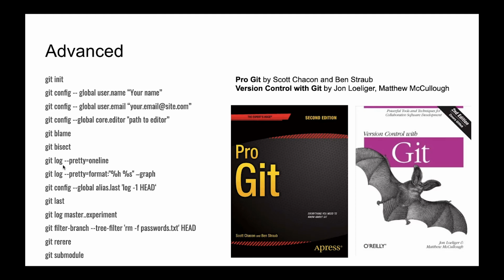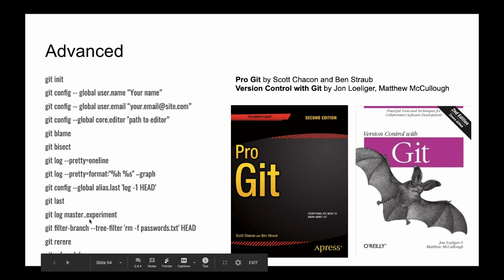The next one is logs. We already used pretty oneline. It shows a small version of the log, and you can also try to run it with the graph parameter. It should build the whole Git repository structure with branches in your console. Also, you can create your own alias commands. For example, here you can create a new command called last, and when you call git last, it will show you the last commit from your repository. Also, it can show you a log between two branches, the difference between master and your experiment or feature branch.